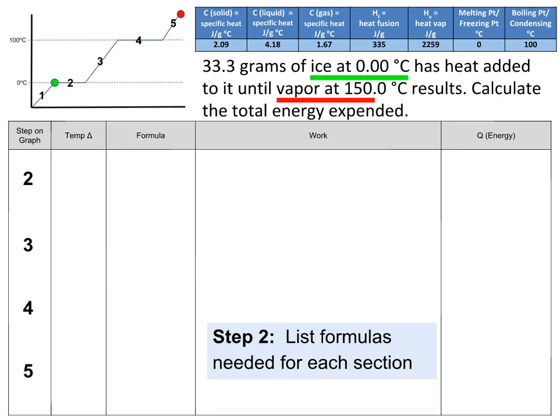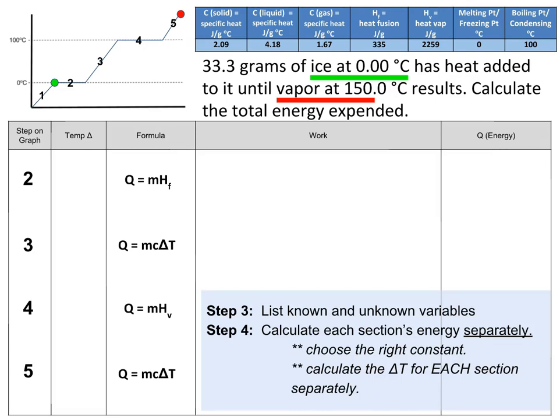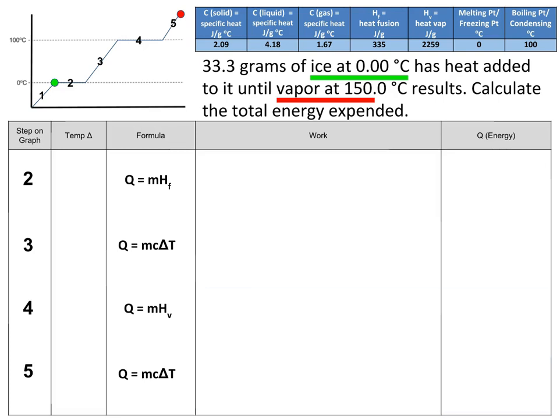All right, the next step, step 2, is to list the formulas needed for each section. Okay, so there they are. They're, as we saw in the notes the other day, m H_f, and there's your m c delta T, and then m H_v, and then m c delta T. So list those out. Okay, the third step is to list out the known and unknown variables, and then the fourth step is to do your calculations. We have to do each section separately. Okay, so let's play along here.